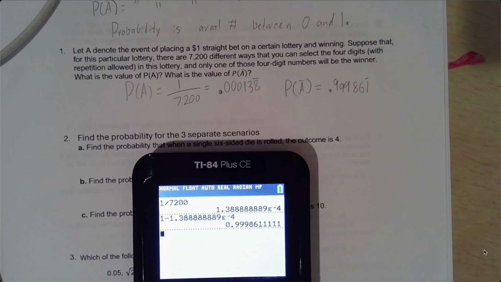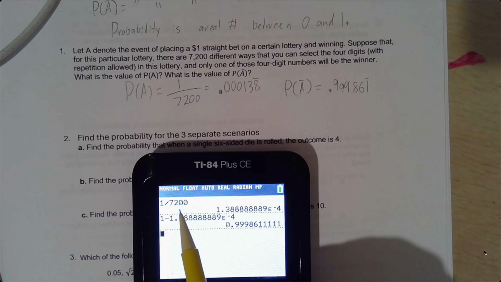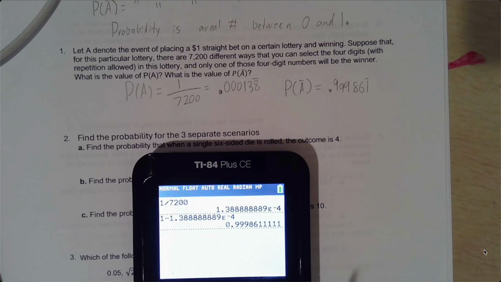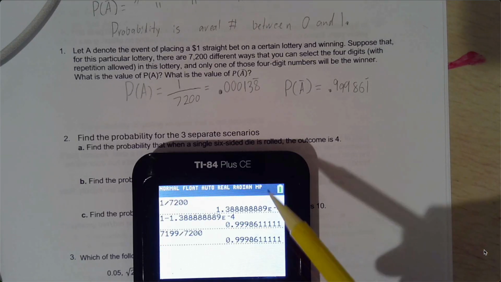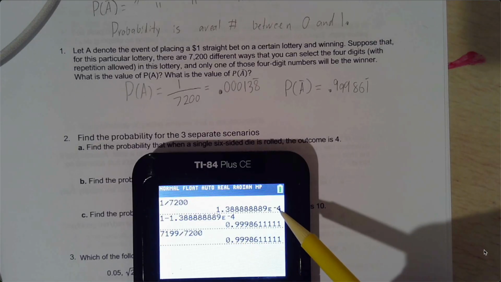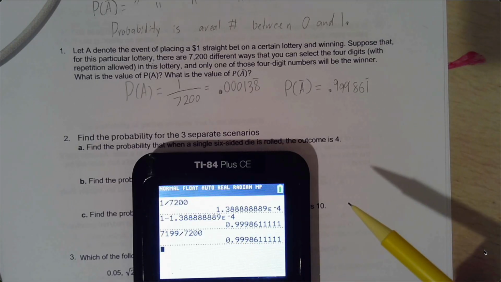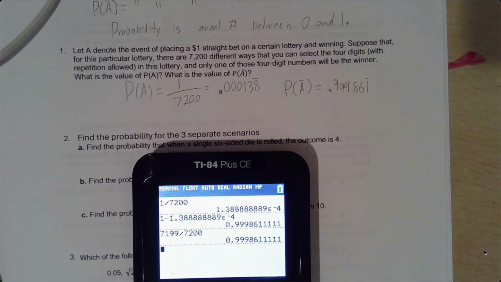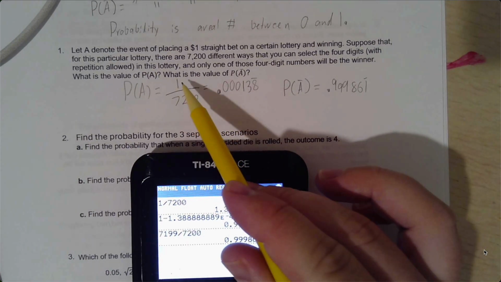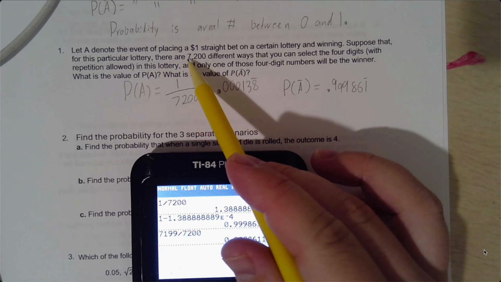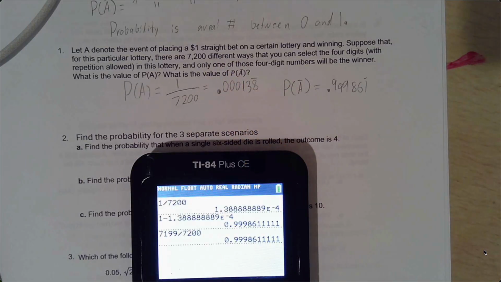The other way of doing that, of course, is if there was 1 out of 7,200 that were correct, then there are 7,199 that are not. So it's still the same idea: 7,199 divided by the 7,200. And that's going to be the same decimal. So it's up to you how you want to think about that. Did you already get your correct answer in part A? Then just do 1 minus your answer. Or do you want to think fractionally about what it means to not have the one right answer? Well, then you have 7,199 out of the 7,200.